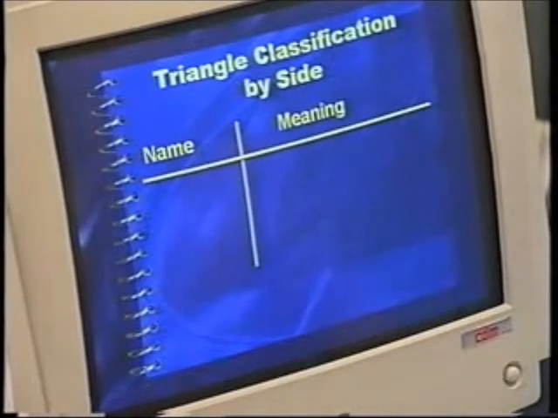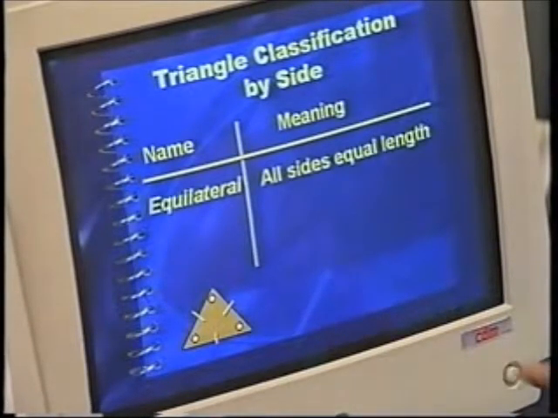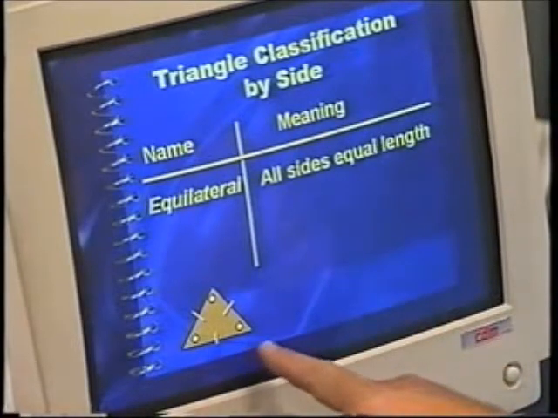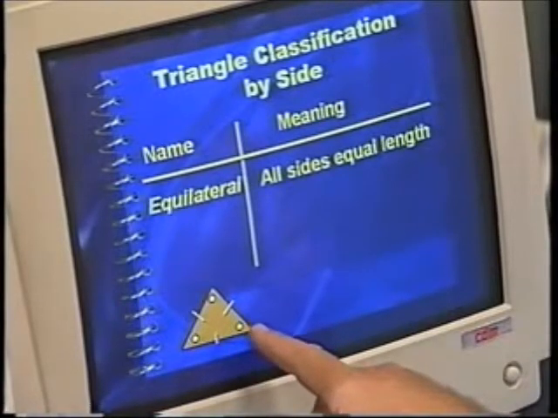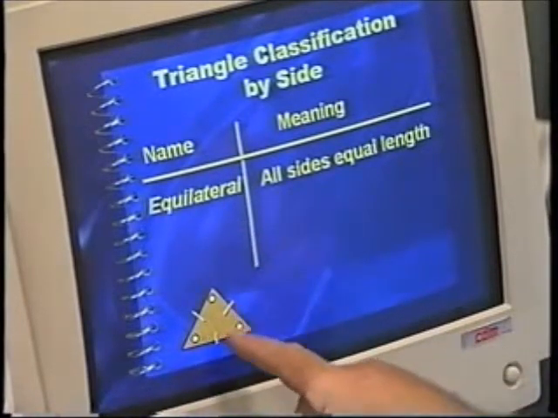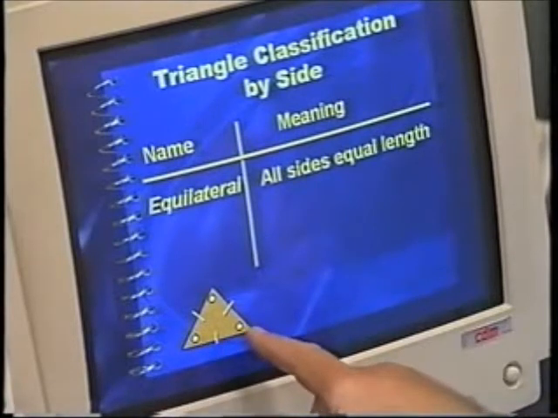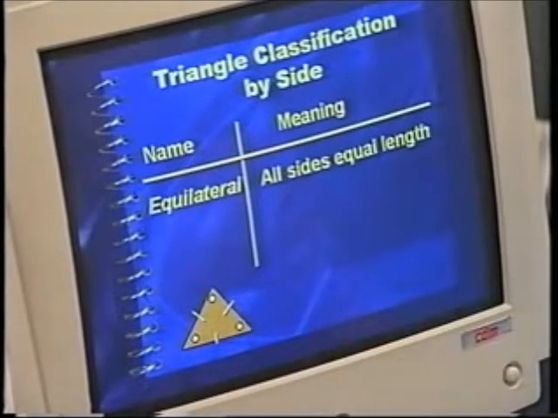Go on to classification by side. We can have an equilateral triangle. Fancy words these are, I know, they're difficult to remember, but that's the way they are. An equilateral triangle has 3 sides the same. As a result, the 3 angles there are the same too.